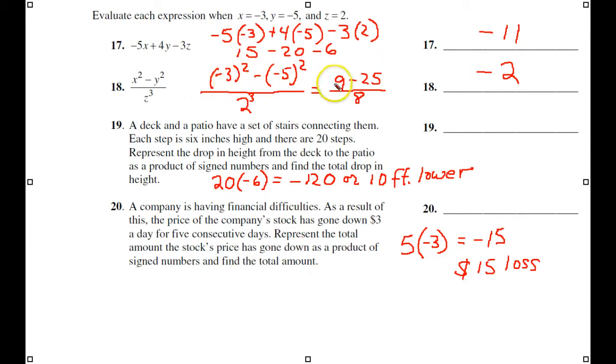Here we're squaring this, becomes a positive 9. We're squaring a negative, becomes a positive, but then it becomes a negative because of this, divided by 8. This becomes a negative 16, divided by 8, a negative 2. Here we have a series of steps that are going down, and every time it's by 6 inches. So 20 times negative 6, a negative 120 inches, or 12 feet lower. And then our last one, we're losing $3 in our stock each day for 5 days. 5 days, loss of $3, negative 15 is a negative $15 loss.